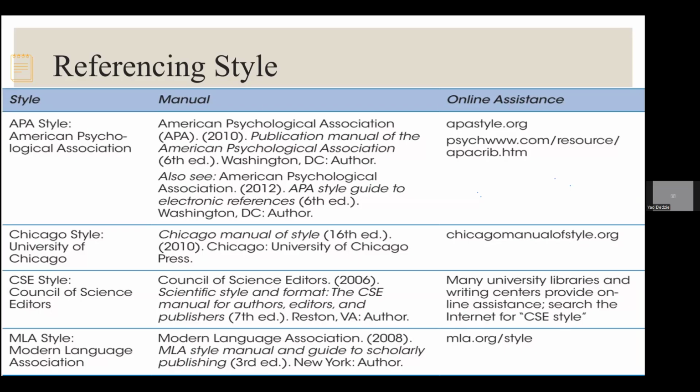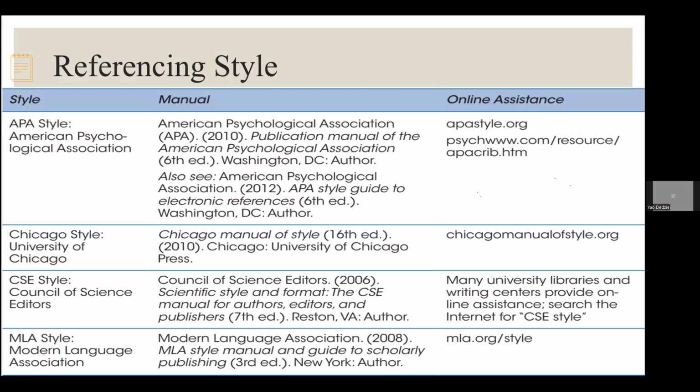Okay, so for example, if you look at the APA style, you could see that the year comes first. Okay, let me see. Let's look at the APA style, the manual. So APA, the APA 2010 manual, publication of the APA 6th edition, Washington DC, Arthur, and then we also look at the Chicago style, and then the MLA style.